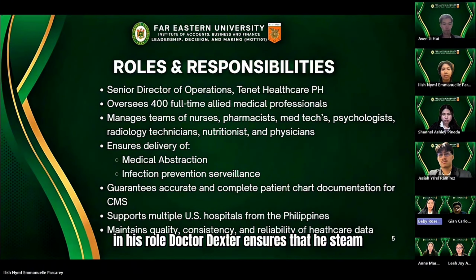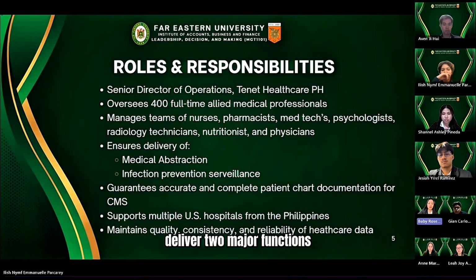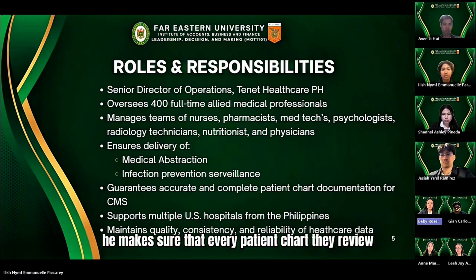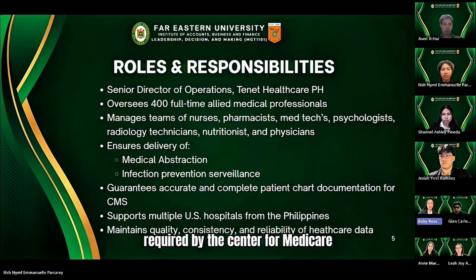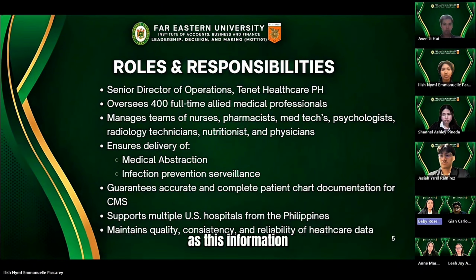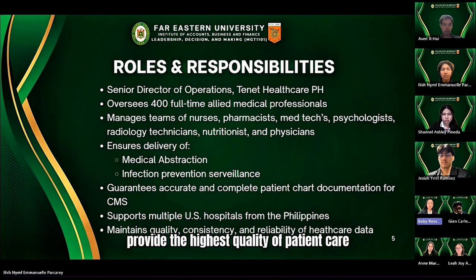In his role, Dr. Dexter ensures that his teams deliver two major functions: medical abstraction and infection prevention surveillance. He makes sure that every patient chart they review captures all the information required by the Center for Medicare and Medicaid Services. Accuracy and attention to detail are crucial, as this information helps determine whether U.S. hospitals under Tenet provide the highest quality of patient care.